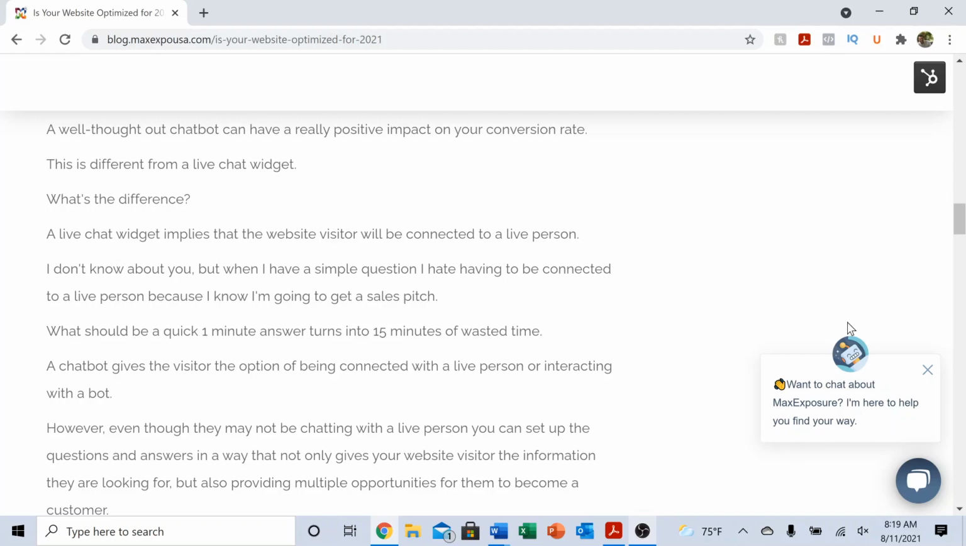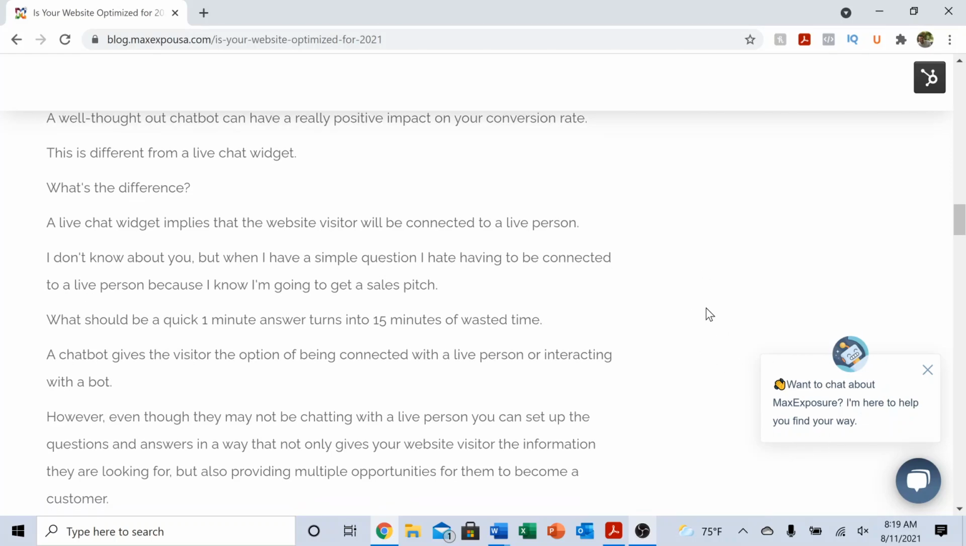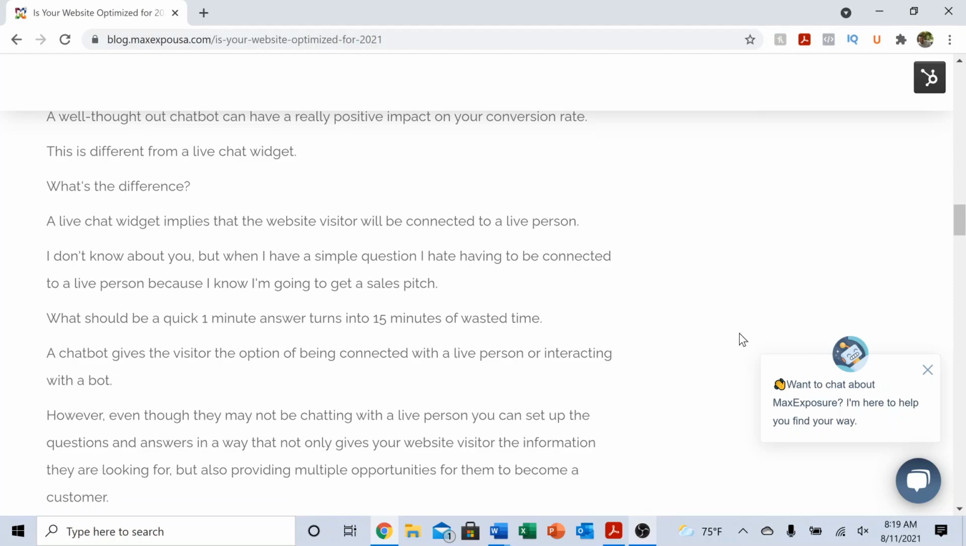So with the chatbot, and you can see we have one here, the chatbot lets people know that they're not speaking with a live person, although they have the option if they want to. So take a look here in this chatbot.